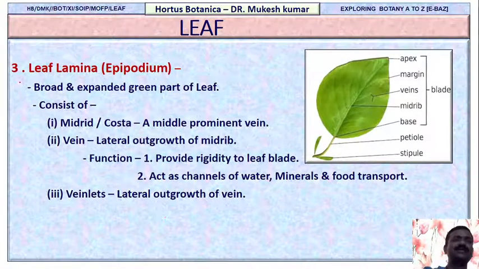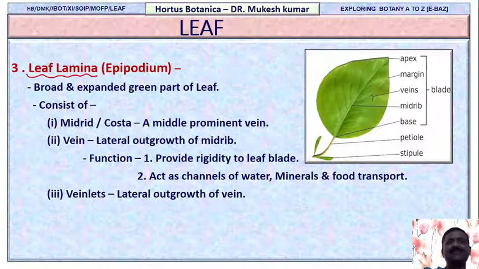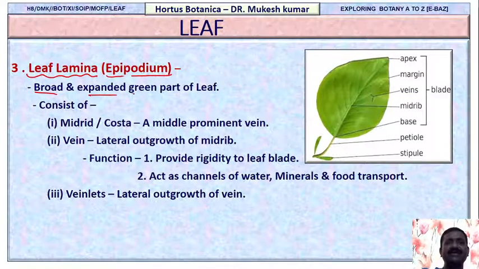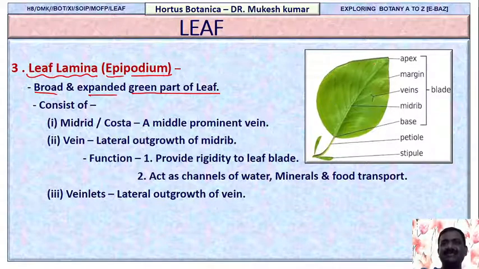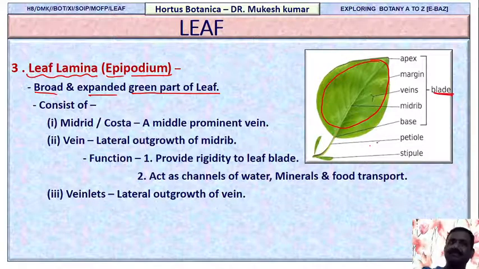Now the third part of the leaf we have is the leaf lamina. It's called epipodium, isn't it? So it is the broad, expanded, green part of the leaf. See, this is the broad, expanded, and green part of the leaf. This is called leaf blade and the lamina.